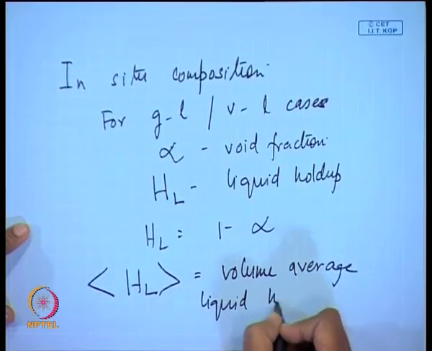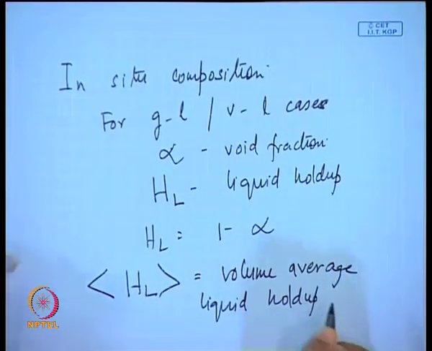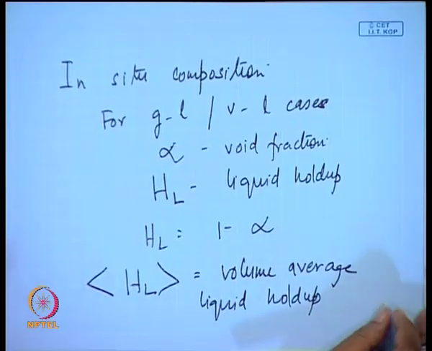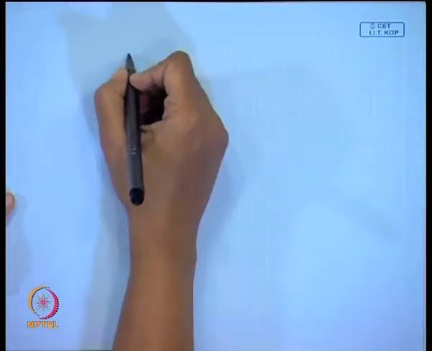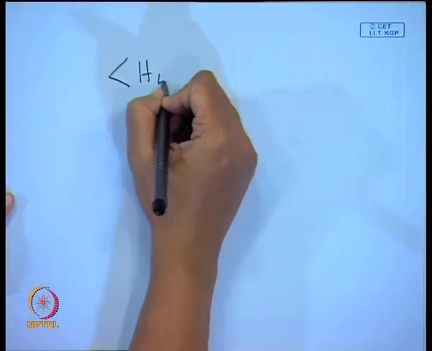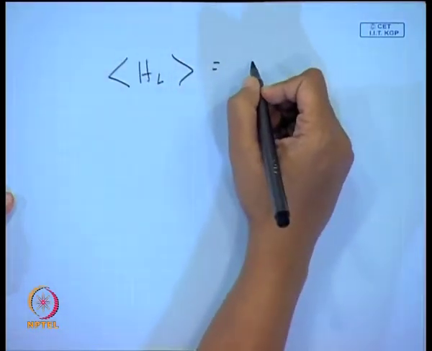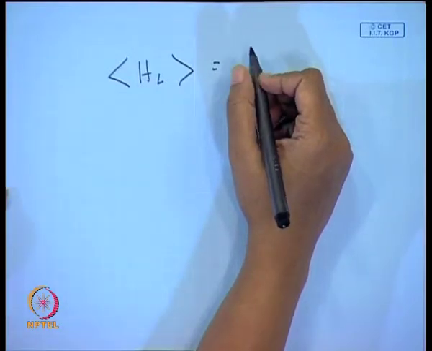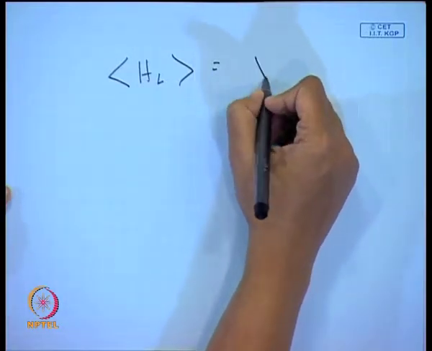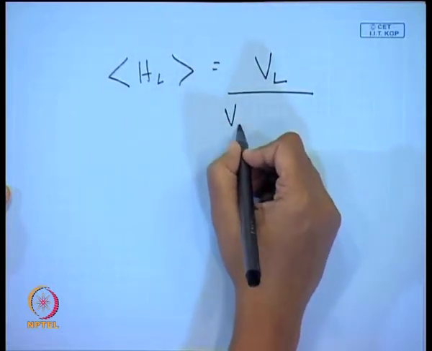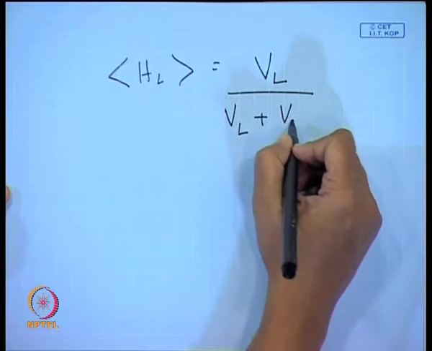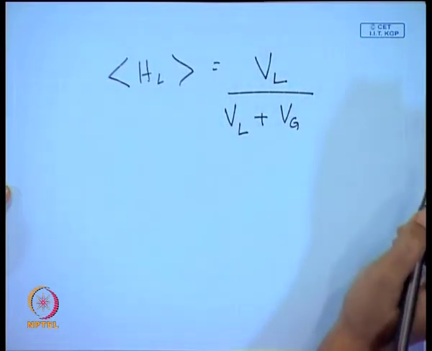This is known as the volume average liquid hold up. We usually define it as the fraction of the volume which is occupied by the liquid phase, or in other words the volume occupied by the liquid phase divided by the total channel volume.